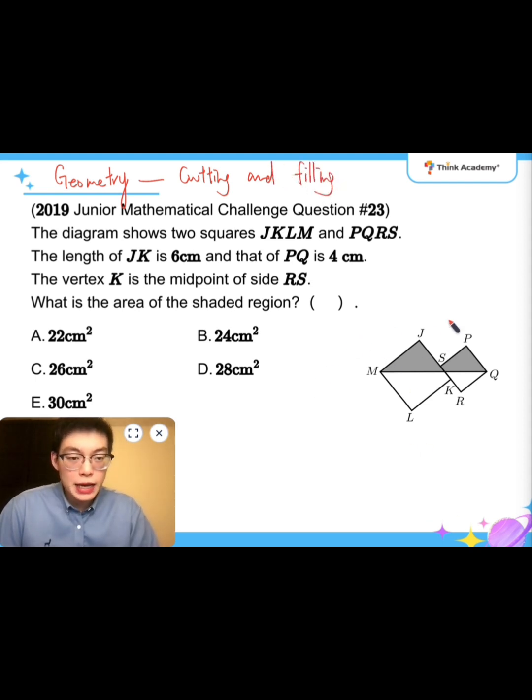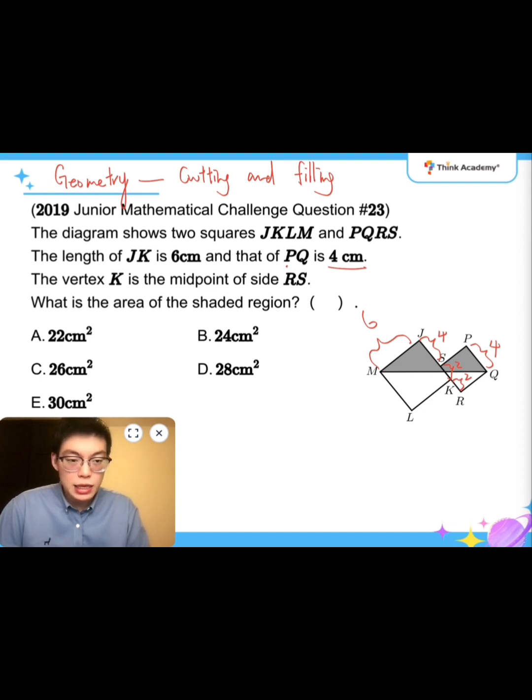We can see that the length of JK is 6 centimeters and the length of PQ is 4 centimeters, right? Where K is the midpoint of RS, which means that this is 2 and this is 2. So this has to be 4, such that 2 and 4 adds up to 6, right? And we also know that this is 6 and this is 4. So how do we calculate the shaded region?